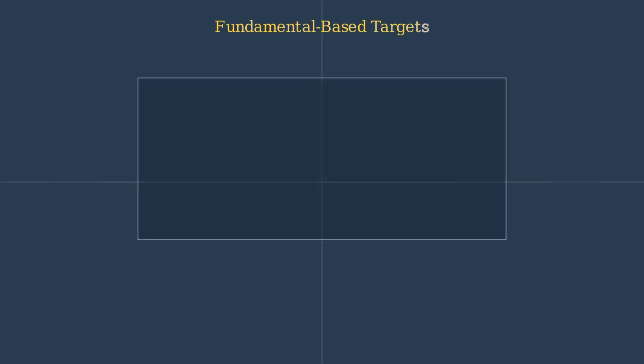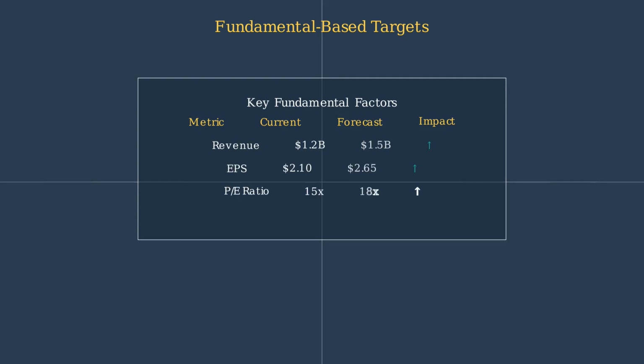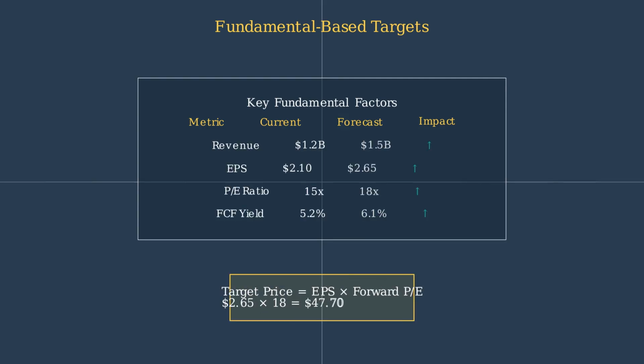Fundamental-based price targets are derived from financial metrics and company performance data. These targets analyze key financial data such as revenue, earnings per share, and valuation ratios. Analysts often calculate price targets by applying a forward price-to-earnings multiple to forecast earnings.